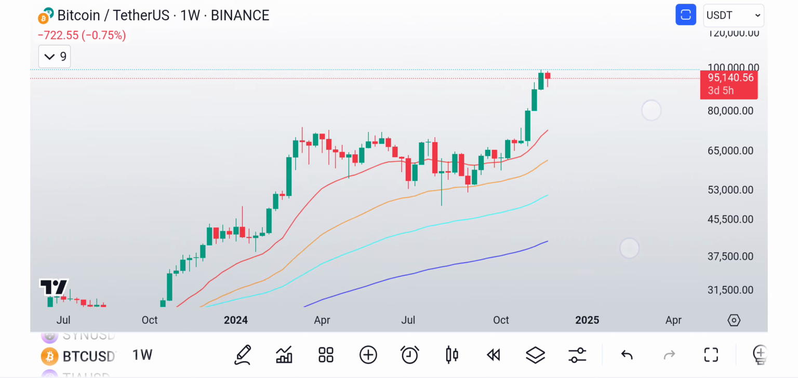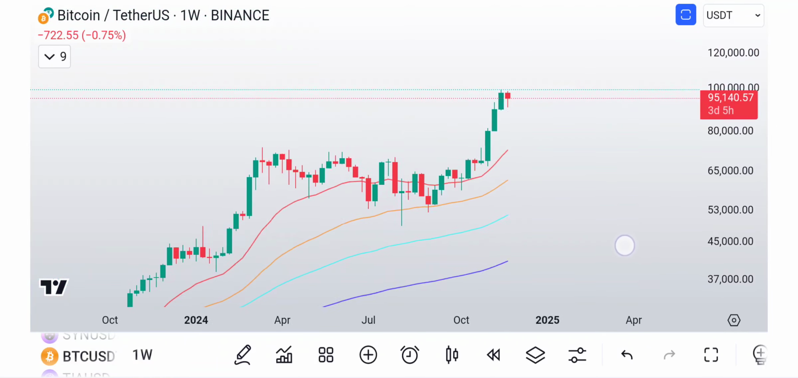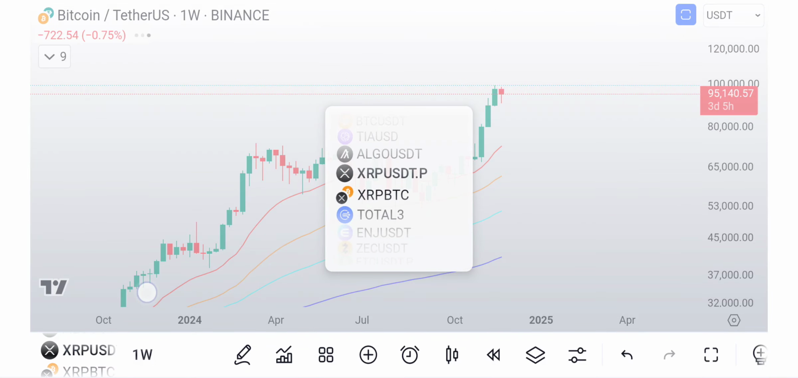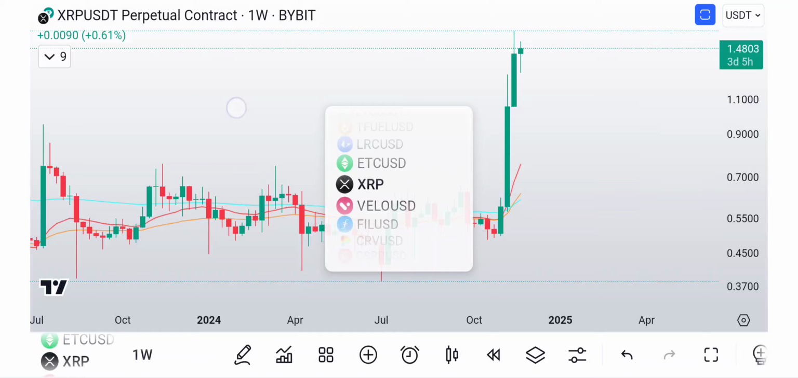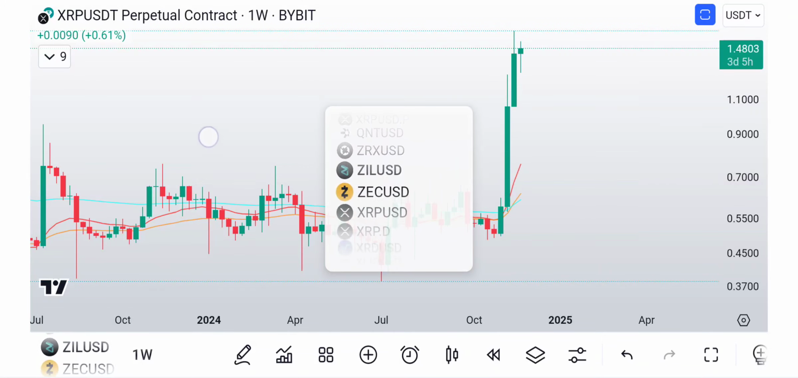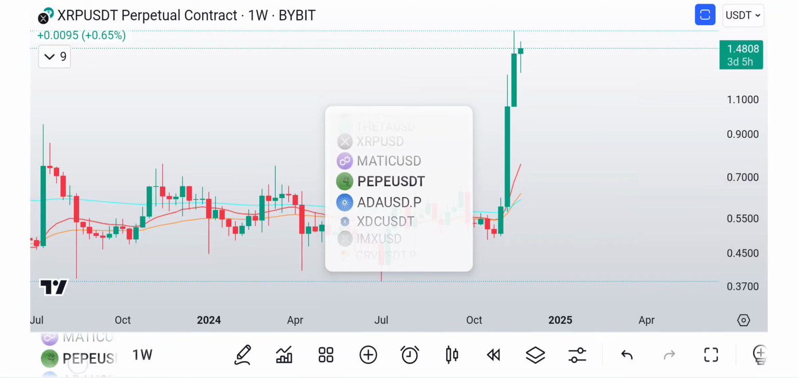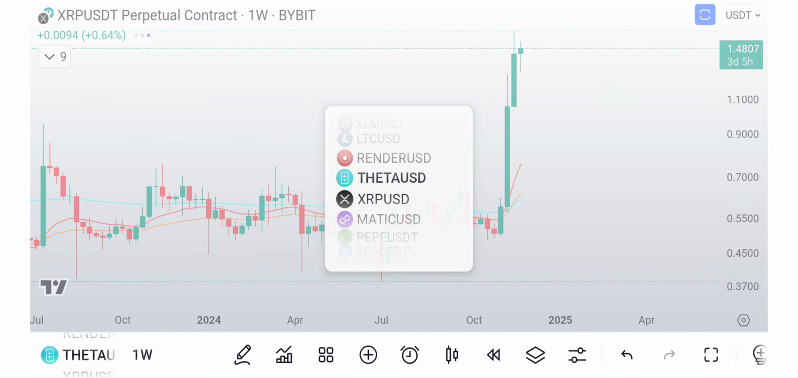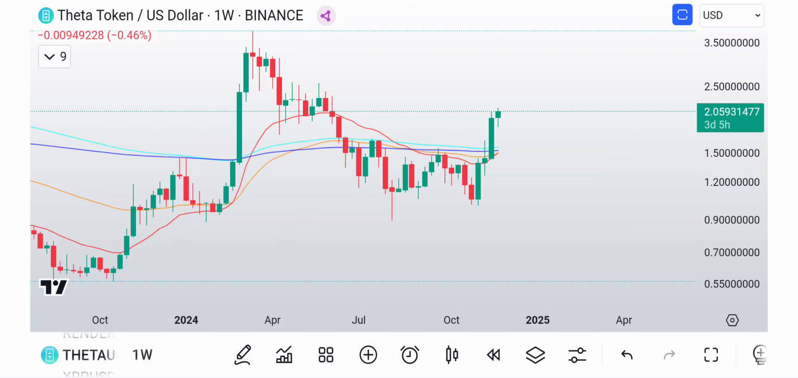I think it's very useful. So now let's go back to some altcoins. We started with Theta, so we'll start with Theta, if I can find it real quick. There we go. So look at Theta, guys. And here's another thing.